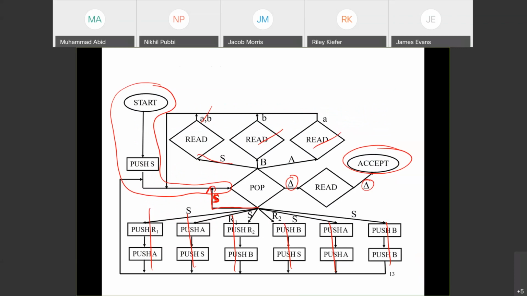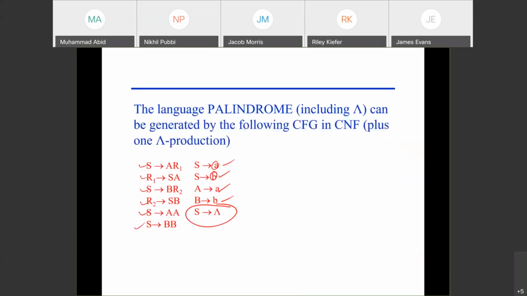But only one thing you need to see, that when you perform the push operation, it says AR1. So when you say AR1, what does it mean? That push A and then R1. So it should be like that. So push A and then push R1. So it will be like that.